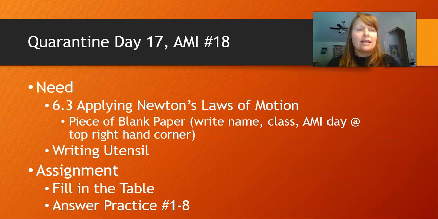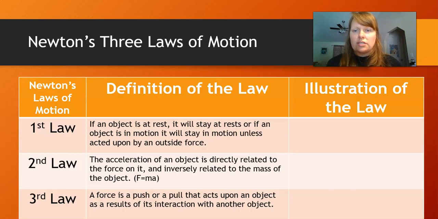If you are not able to get the packet printed off, get a piece of paper and write your name, physical science, AMI day 18 in the top right-hand corner. You will need a writing utensil. You might possibly need a calculator today. There are 8 questions, which is your assignment today. You're going to fill in a table and then answer 8 questions. You might need a calculator for 2 questions. Okay, so if you've already got all that, we're going to go straight into it.